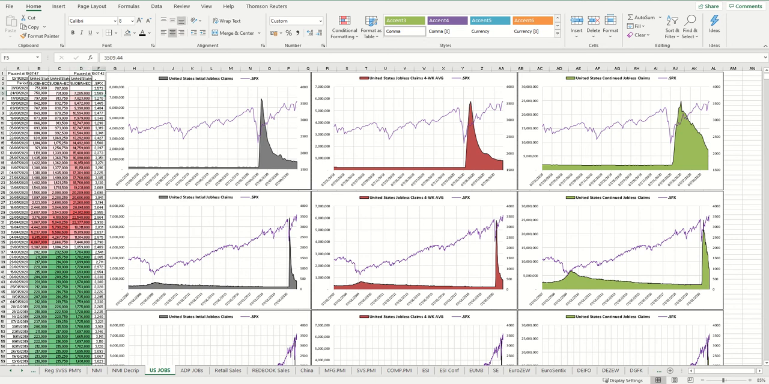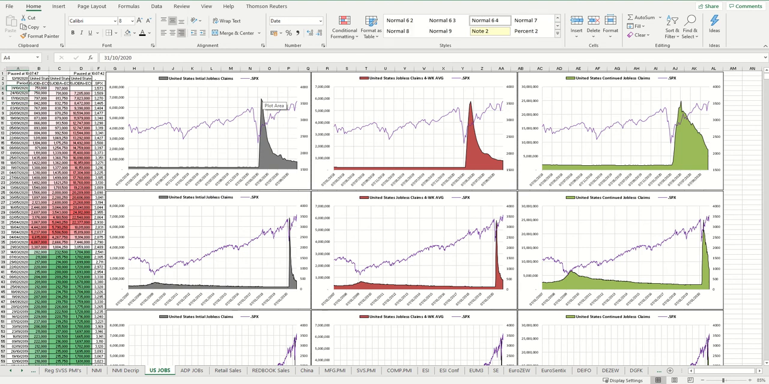So here we have an Excel spreadsheet which is available in the description below. It's free. The only catch is you do need Metastock. Initial jobless claims. Here we have jobless claims, the jobless claims for the 4-week average, and then continued jobless claims. So this piece of data comes out weekly, as we can see on the timescale on the left-hand side.